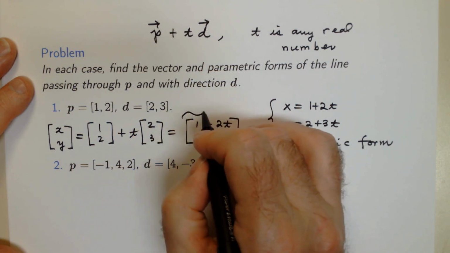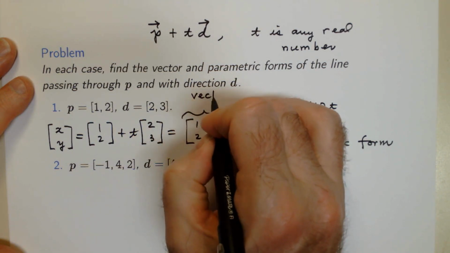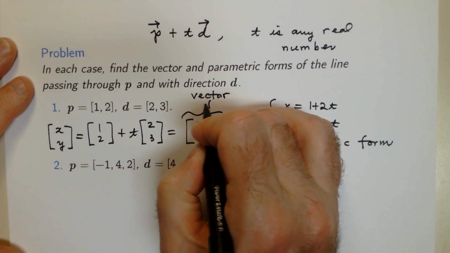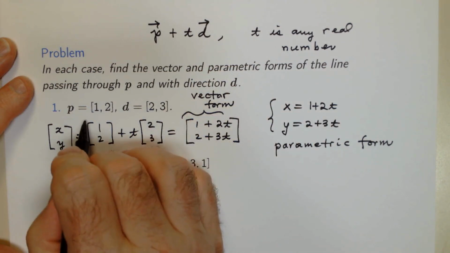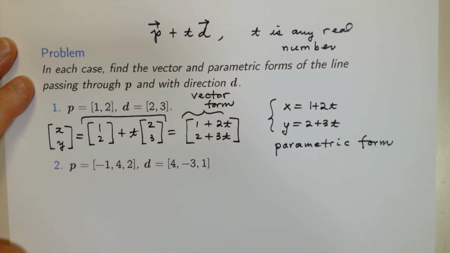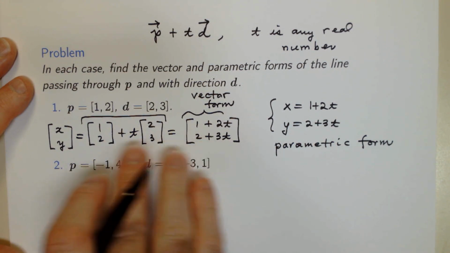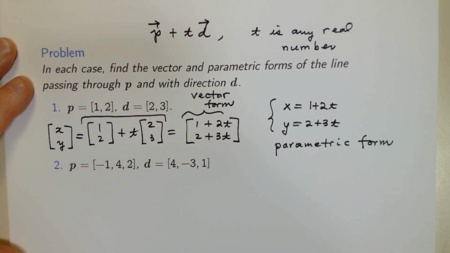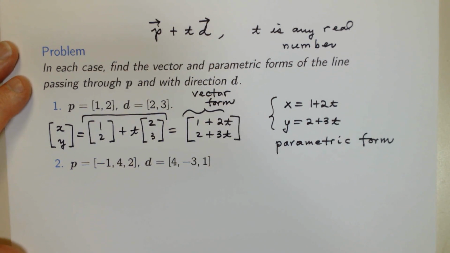And this is what we would call our vector form. Although technically this could also be considered the vector form. So either this or the form where we put it together, either of those could be called the vector form.